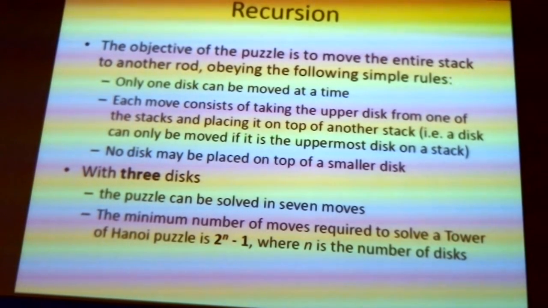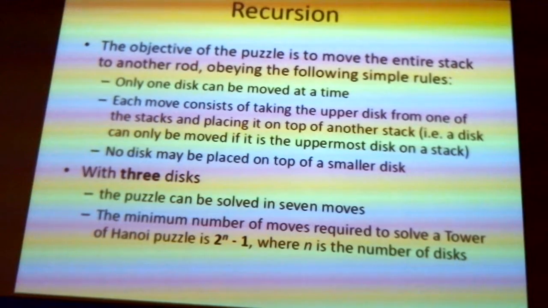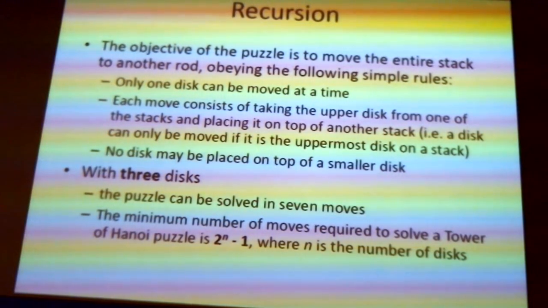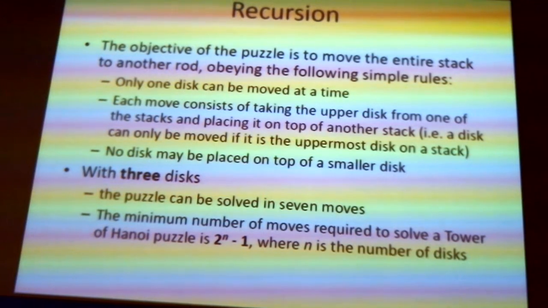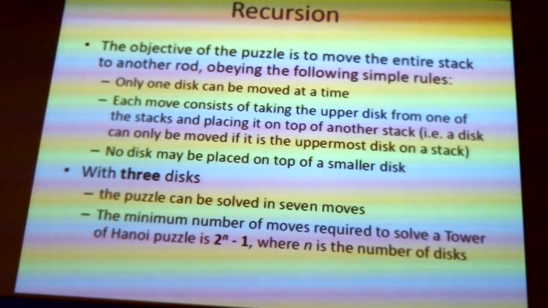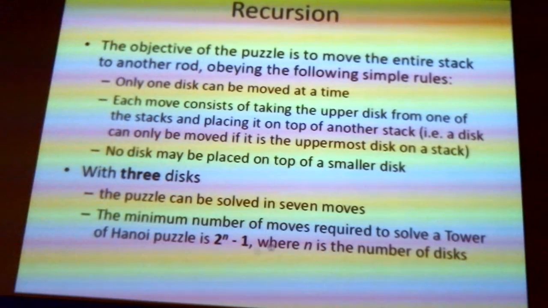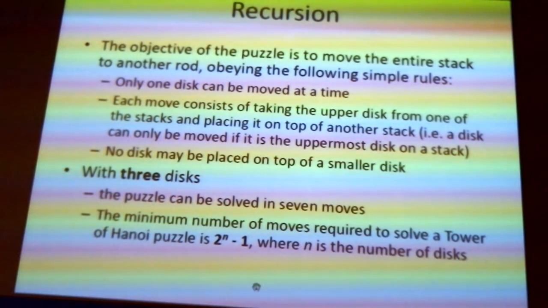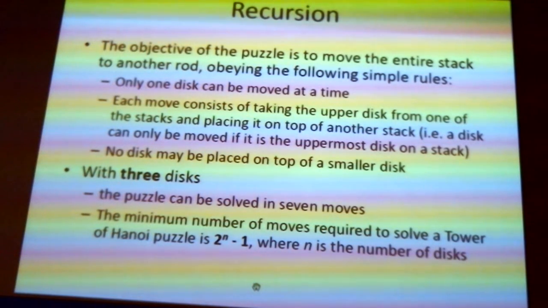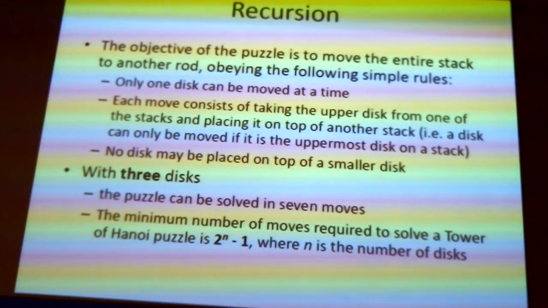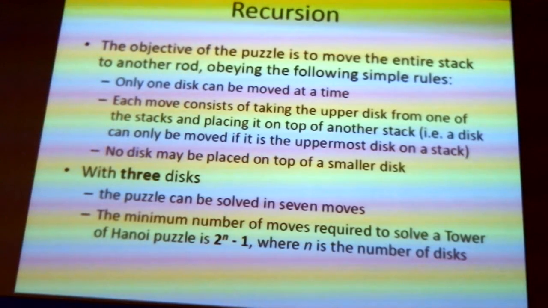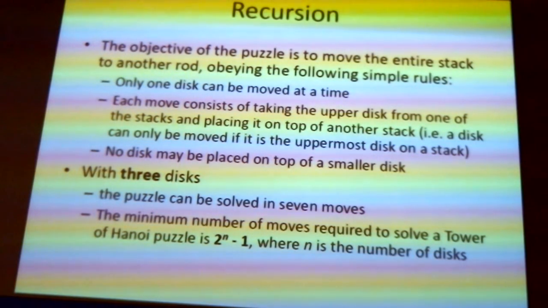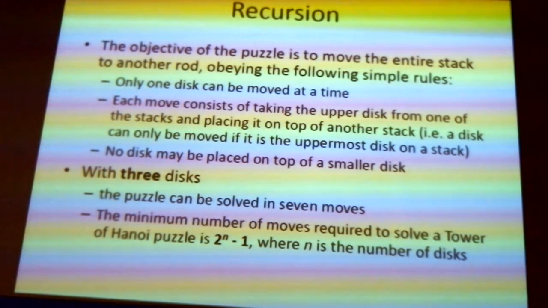So what you want to do is move that entire stack to another rod by obeying simple rules. Only one disk can be moved at a time. Each move consists of taking the top disk from one rod and placing it on another rod, and a disk can only be placed on top of a larger one. The mathematical equation that goes with this asks for the minimum number of moves to solve the puzzle, and it is 2 raised to the n power, where n is the number of disks, minus 1.